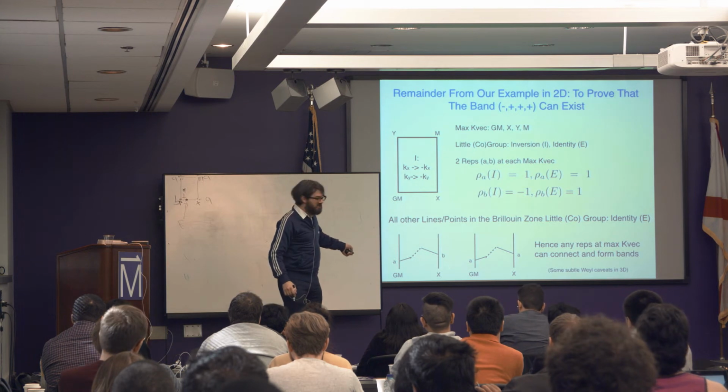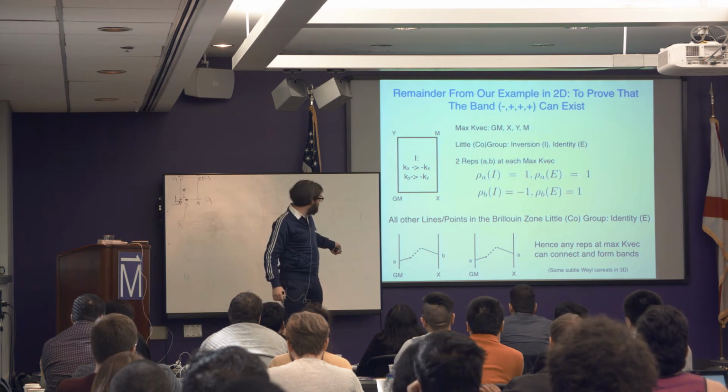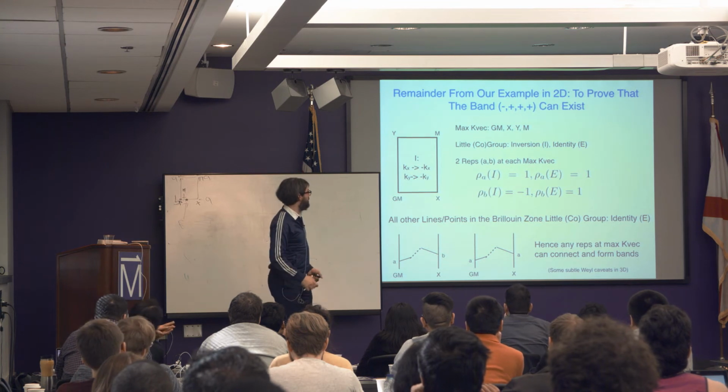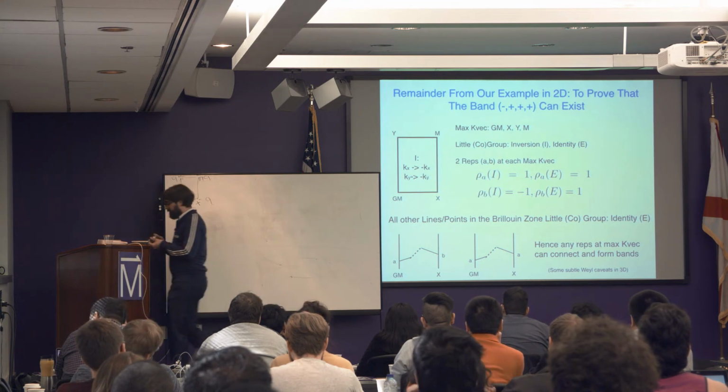The moment you move from here to here, you can connect them because they're really the same representation. You connect A with A and A with B. Okay? Now let me give you an example where you can't do it.